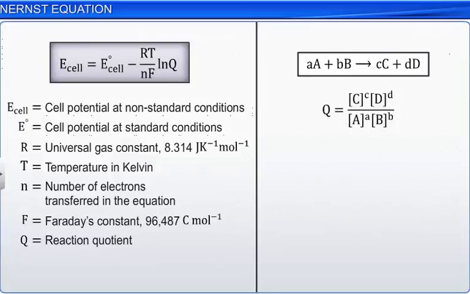Molarities are used for concentrations as indicated by the square brackets. Remember that concentrations of pure solids and liquids are taken as unity. By converting natural logarithm into base 10 log and substituting the values of R, F, and T equal to 298, the equation can be reduced as shown here.